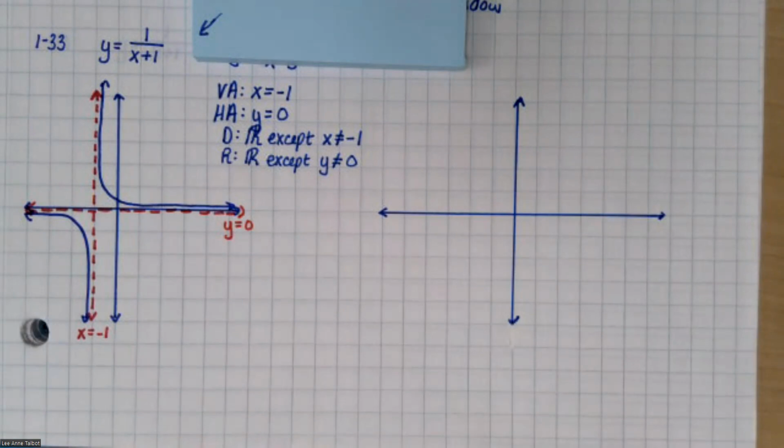And that is all I expect from you on a quiz with a problem like that with no calculator. I expect you to be able to find the vertical and horizontal asymptotes off the equation and the domain and range off of the equation, sketch the asymptotes, and then just approximate the curve. Does that make sense?